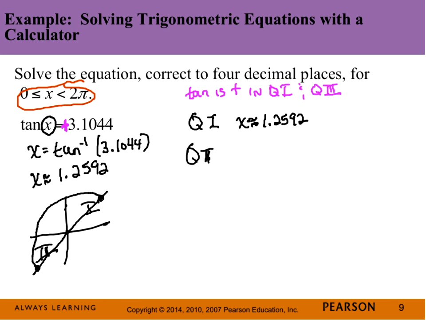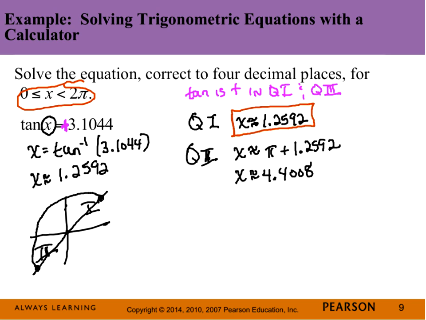So my solution in quadrant 3 is x is approximately pi plus 1.2592. And when you do that in your calculator, you get that x is approximately 4.4008. So I have two solutions to this equation, approximately 1.2592 and approximately 4.4008. And notice they ask us to take that out to 4 decimal places. All right, last one.